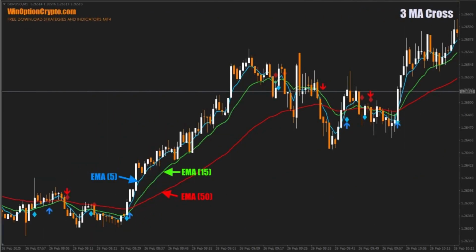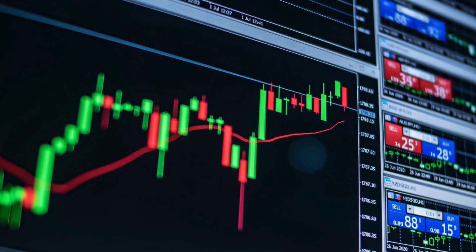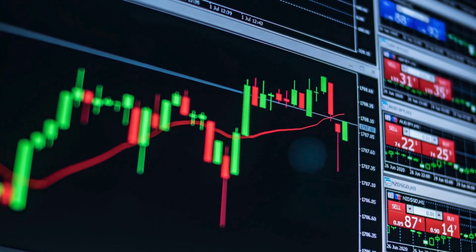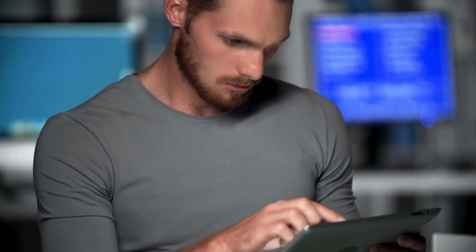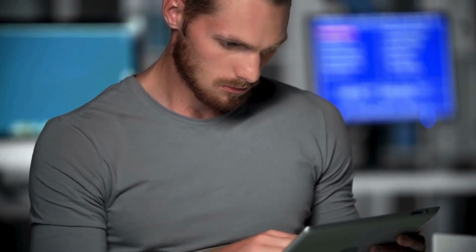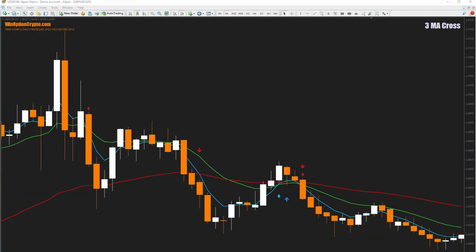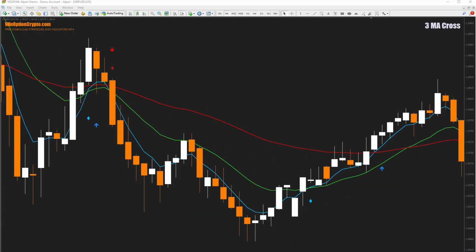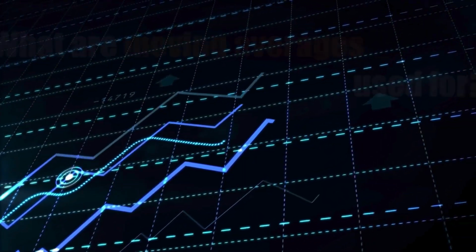The 3MA Cross Binary Options Indicator, as is clear from the name, generates trading signals at the moment of crossing of moving averages. As you probably know, this is not only the most popular but also the simplest method of technical analysis, which binary options traders use to determine the direction of the trend. In the simplest version, two moving averages are used. However, the indicator that we will consider today uses three exponential moving averages with different calculation periods: 5, 15, and 50 candles.